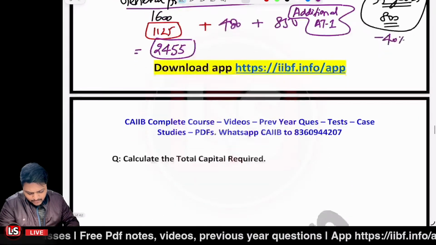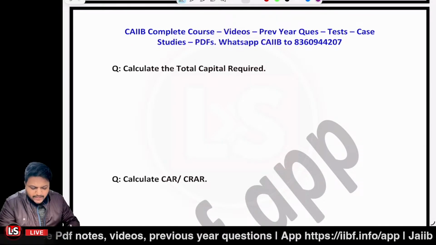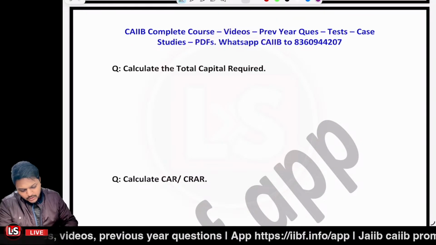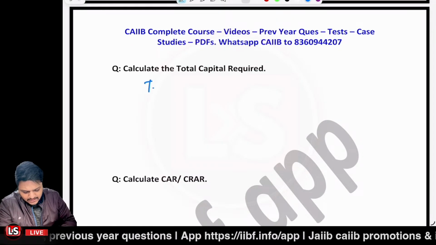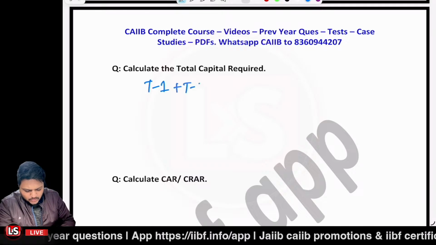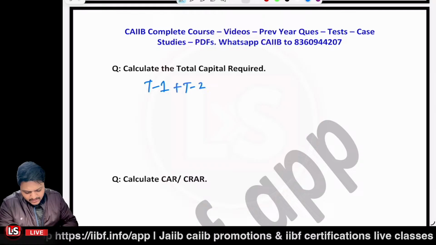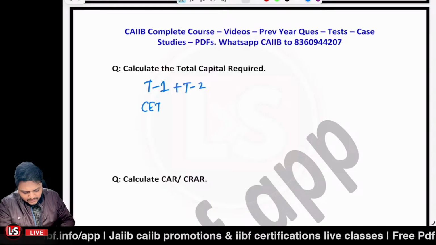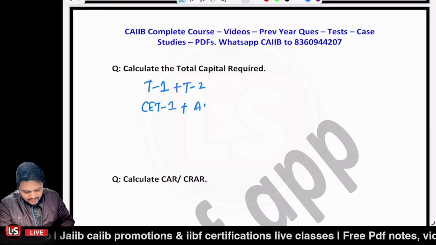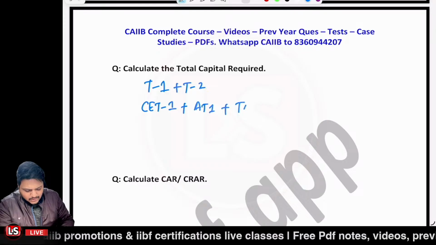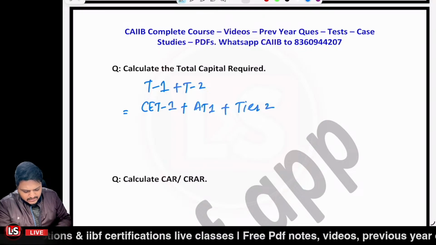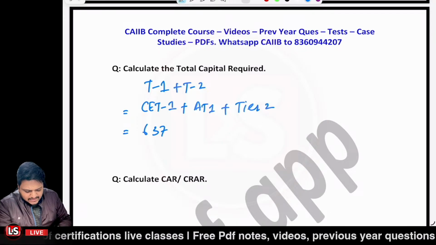Tier 2 capital we have calculated. Now calculate the total capital required. Now the total capital is required to what? It is tier 1 capital plus tier 2 capital. And in tier 1 we are having the CET1 plus AT1 plus tier 2. So these are the components. CET1 we calculated to be 6375.